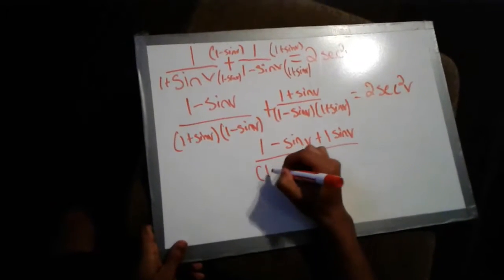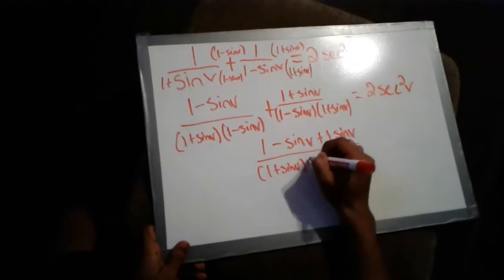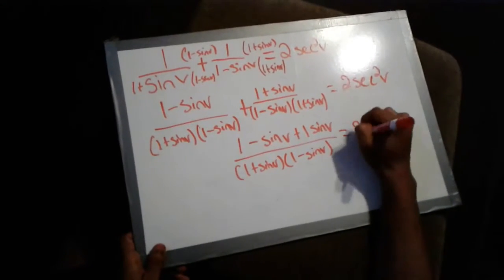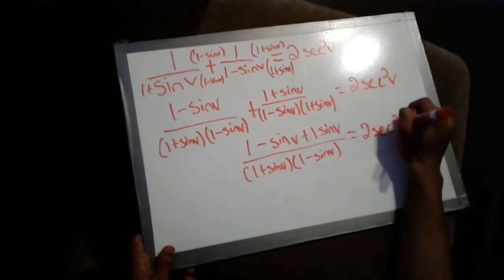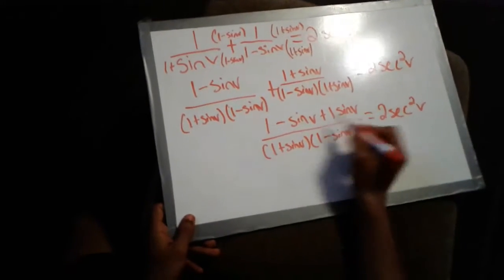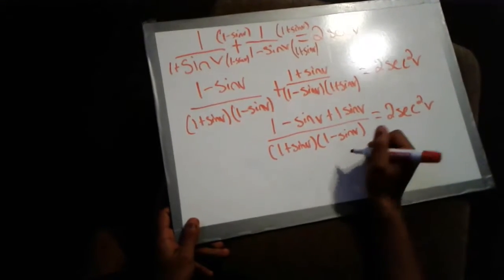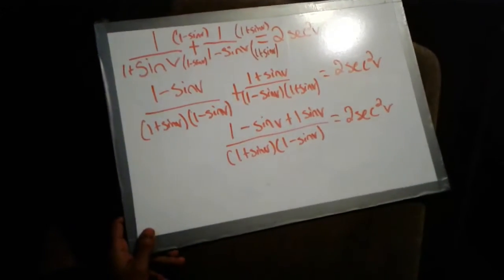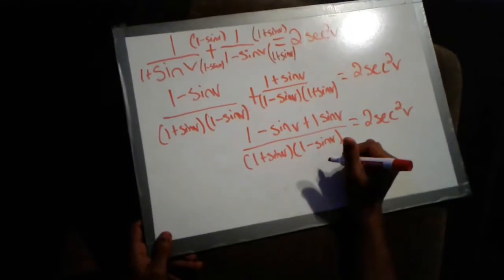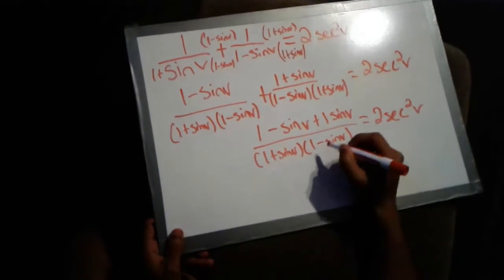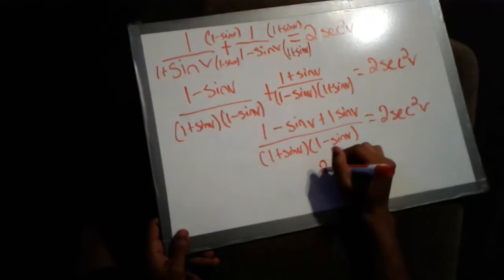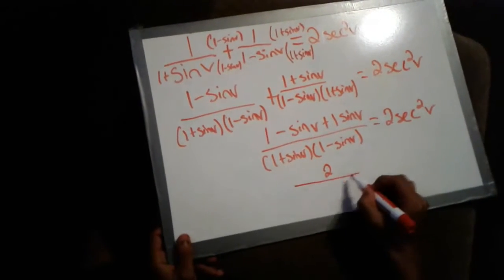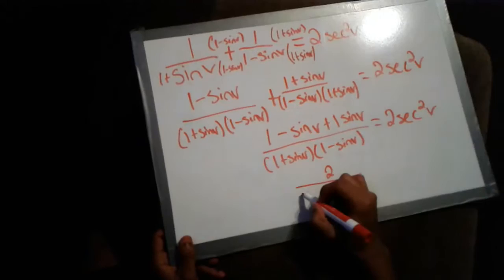So since these have an equal common denominator, I will put them all into one fraction over 1 plus sine of v, 1 minus sine of v, and then I'll bring the rest of the equation down. Now I'll continue to simplify the left side of the equation. Since these are the same, I can bring them together, and this will be 1 plus 1 is 2. The negative sign and the positive sign cancel out, and then I will multiply this through.